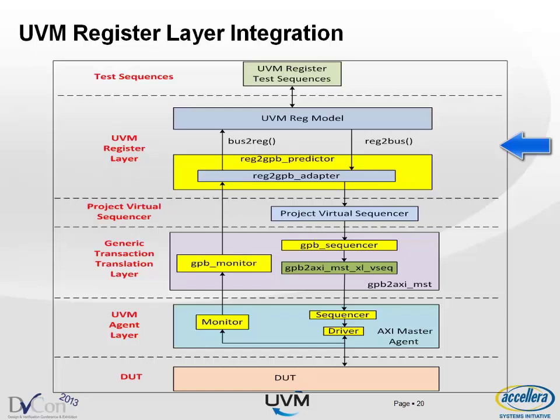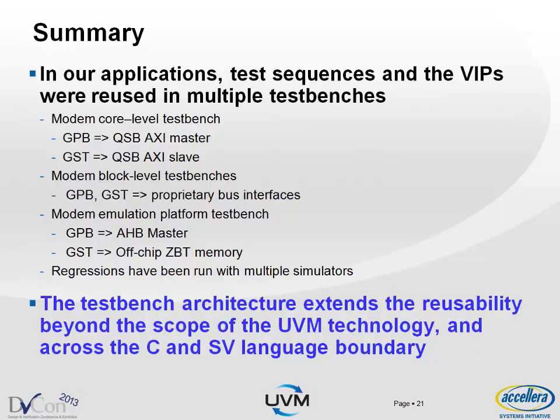And then whenever this bus activity is captured by these monitors, the monitor will present that transaction to this adapter again. And then this bus to rec function will be called, and that will translate a generic transaction item to the register operation transactions, and that will update this register model. So in our applications, we are able to reuse all the test sequence verification IPs in multiple test benches.